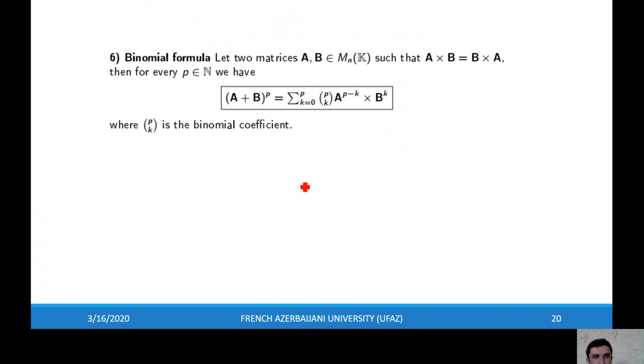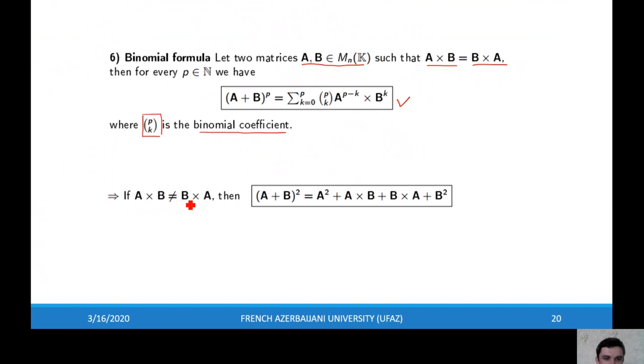Binomial formula. Suppose that we have two matrices of size n times n such that A times B is equal to B times A. In this case, this formula is true, and this formula is called the binomial formula for matrices. And here, p choose k is a binomial coefficient.